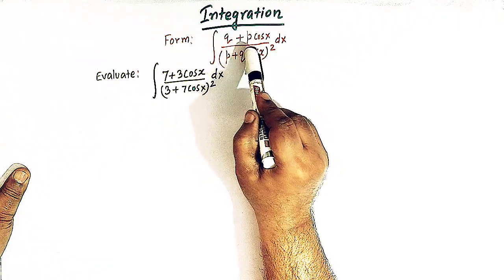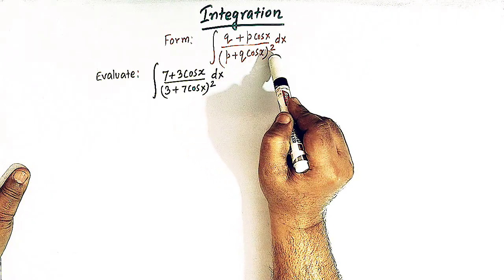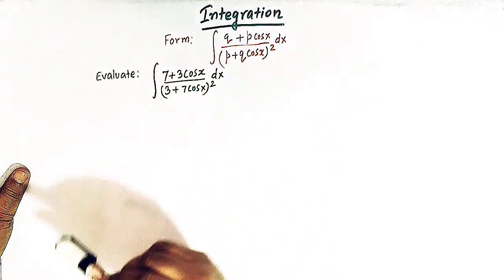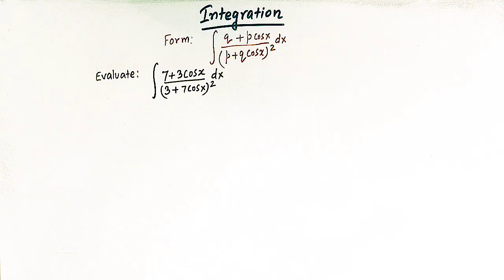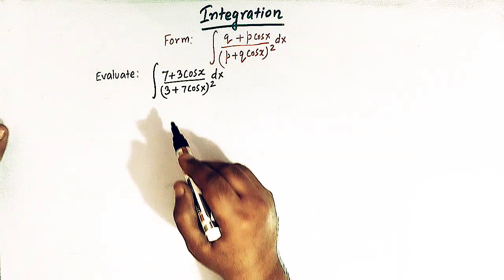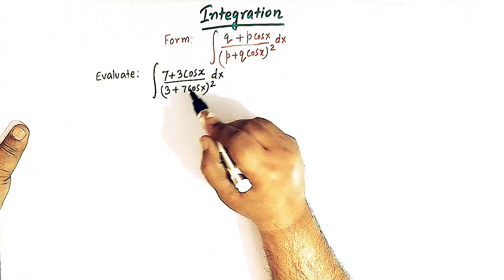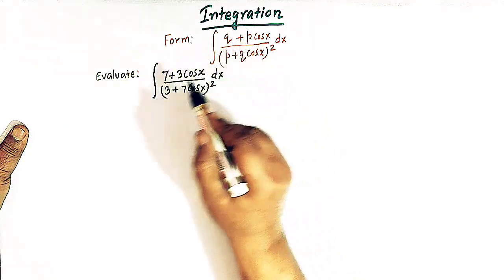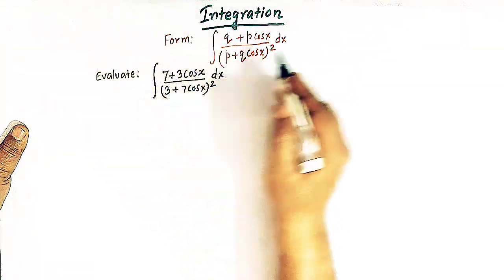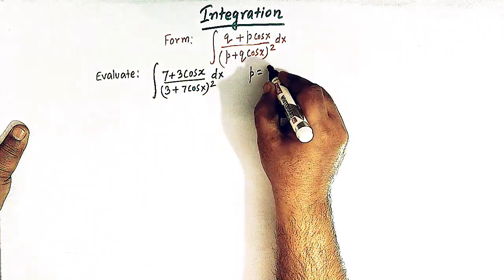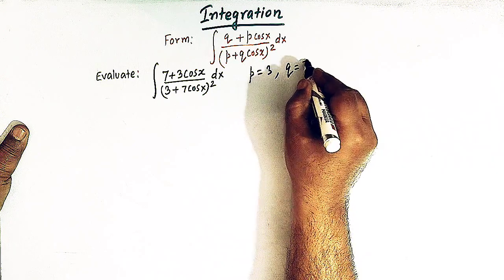form (q plus p cos x) divided by (p plus q cos x) whole square, right, where p and q are some real numbers, right? So now see, here we have to evaluate this integral, and now if we compare these two integrals, then we can easily see that the value of p is 3 and the value of q is 7, right?